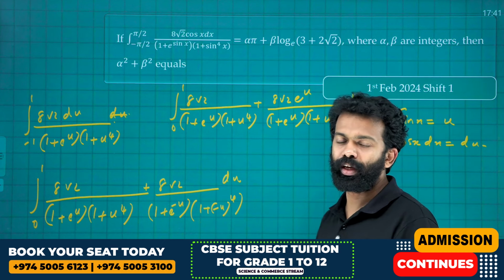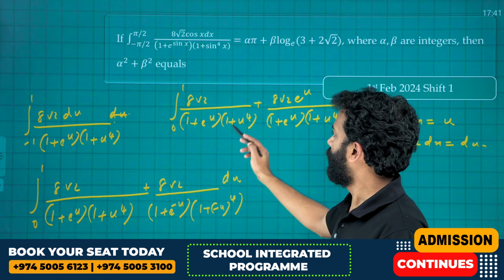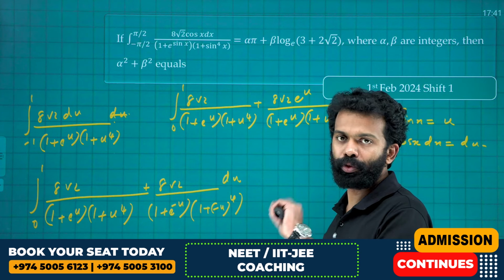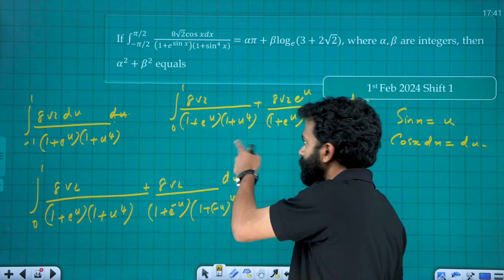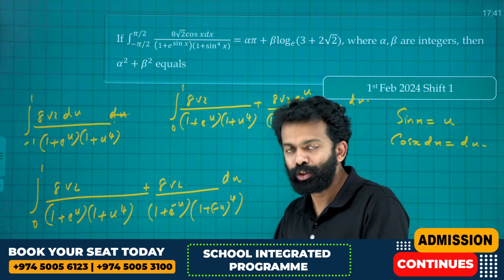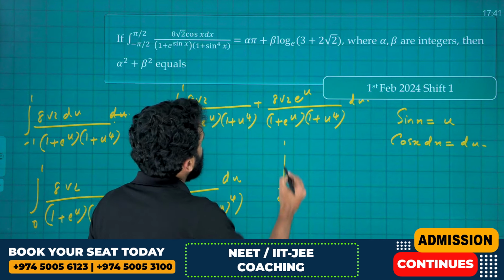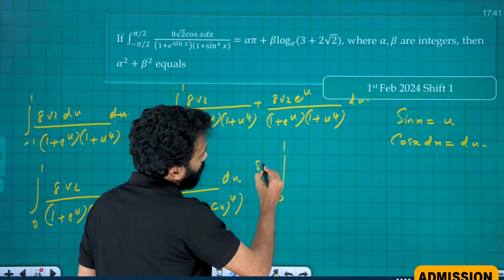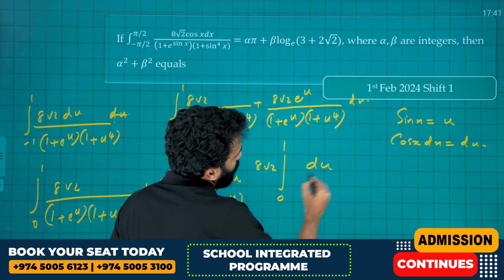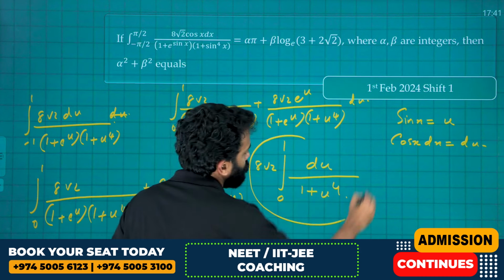We know that the denominators are same. If you add this, then in the numerator, 8 root 2 is common. If you take the 8 root 2 outside, it will be 1 plus e raised to u, and that 1 plus e raised to u and this 1 plus e raised to u will get cancelled. So ultimately, the expression will come like this: 0 to 1, 8 root 2 into integral du divided by 1 plus u raised to 4. So it has reduced to this one.